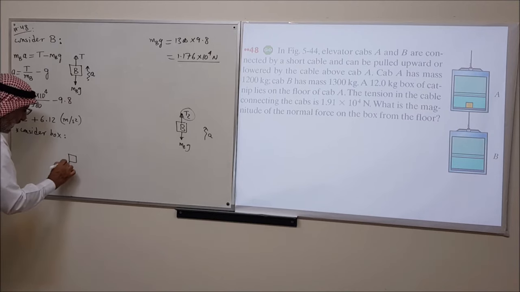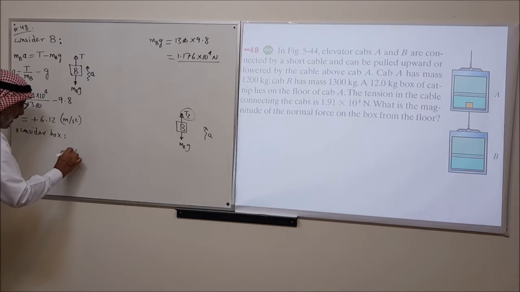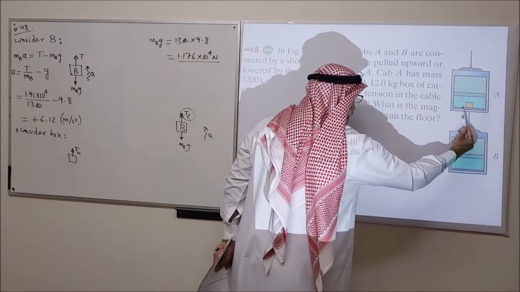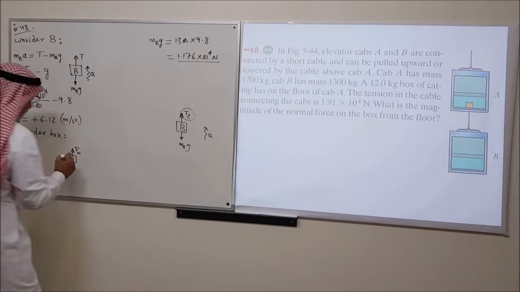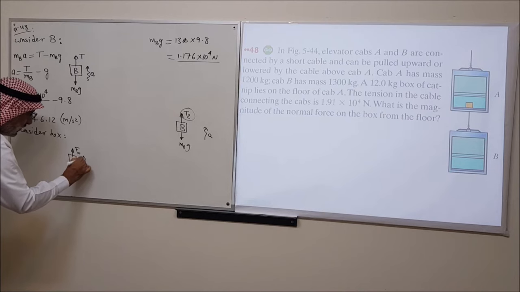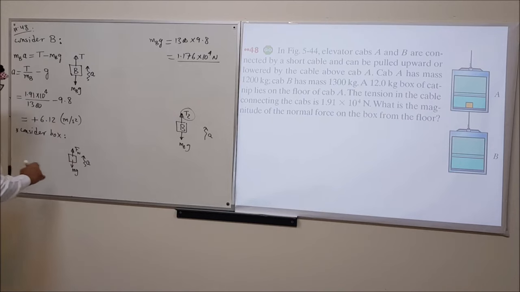Draw its free-body diagram. Here we have the normal force due to the surface. We have its weight, MG, and we have the acceleration upward. So write Newton's second law for this. M times A is equal to the normal force minus MG. So the normal force, take M there as a common factor, M into G plus A.